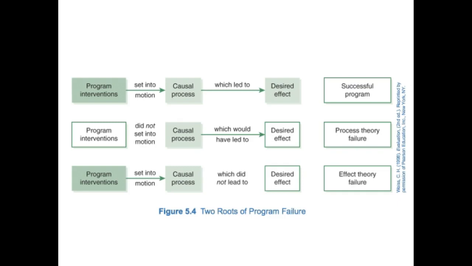Here you can see a graphic depiction of how program theory enables evaluators to distinguish between process theory failure and effect theory failure. A program can fail because of an ineffective intervention, which is an effect theory failure, or because the program was not provided, which would be a process theory failure.